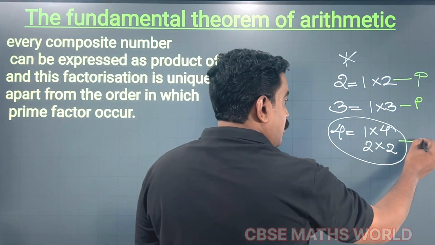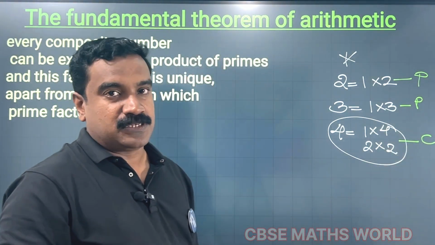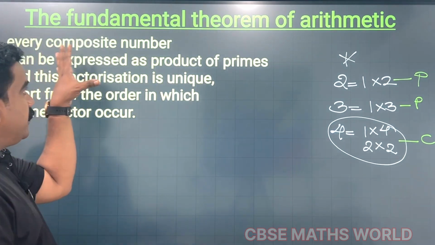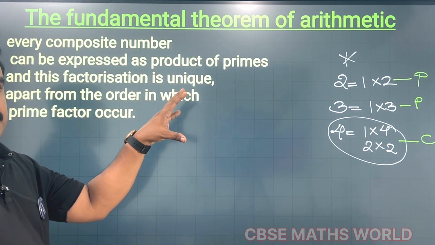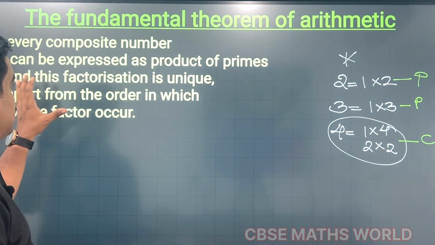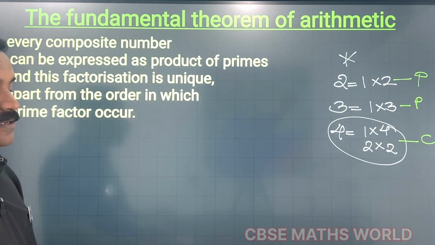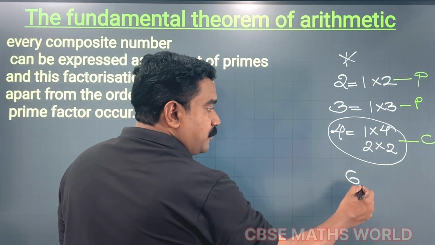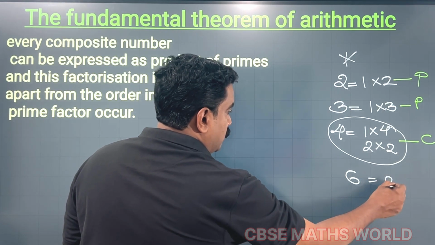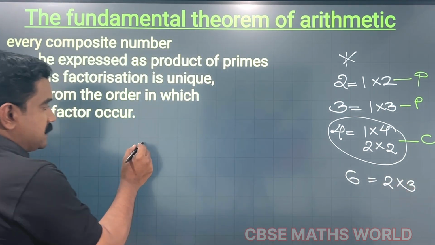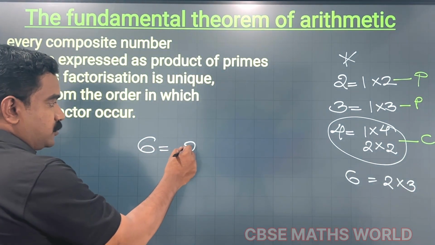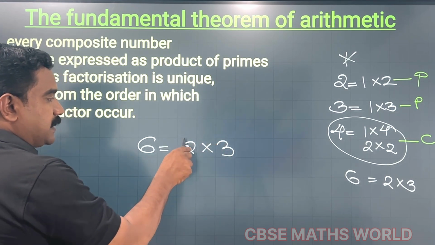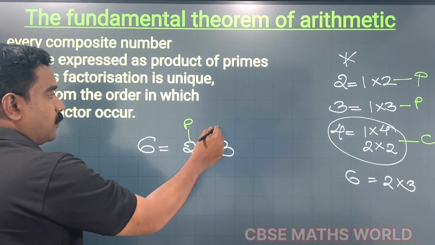So this is a C. C means composite number. And look here, every composite number can be expressed as the product of primes, and this factorization is unique apart from the order in which the prime factors occur. So 6 is a composite number because you can write 6 as 2 into 3. So consider 6. 6 you can write in the form 2 into 3. 2 is a prime number and 3 is also a prime number.